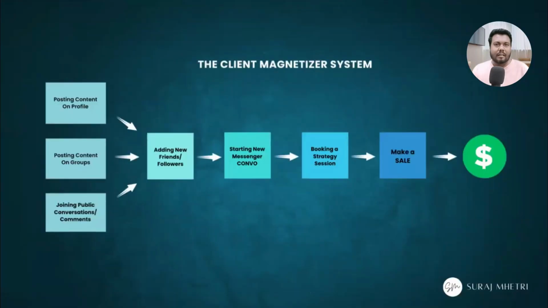So if you see the client magnetizer system that we have seen in the previous modules, in leveraging your profiles and groups through the content and engaging with them, you have begun to feed at the very top of the funnel. So if you see this first part, this is your top of the funnel, right? In this client magnetizer system we have talked about earlier, you remember that there are several steps between getting in front of your ideal clients and making a sale, right? There are 4 more steps.